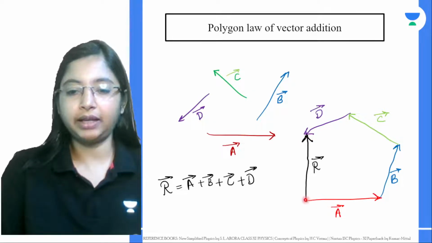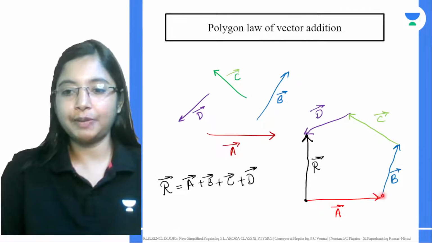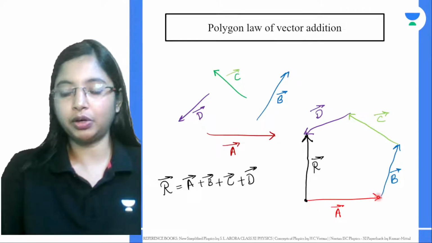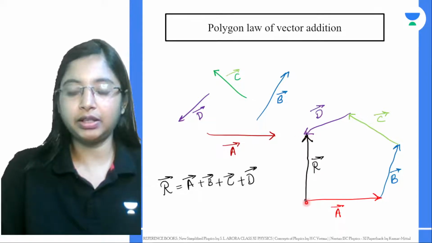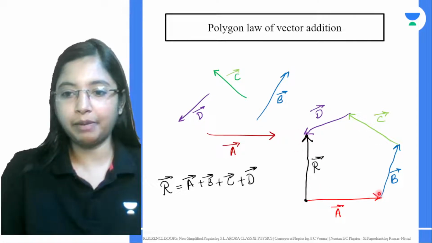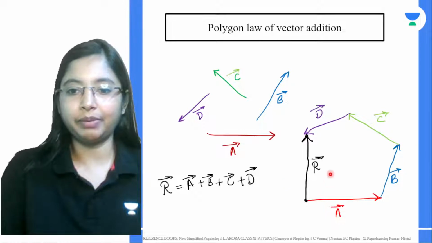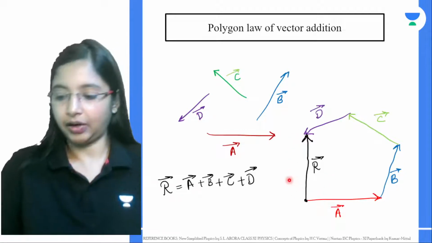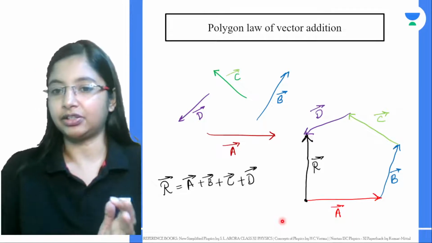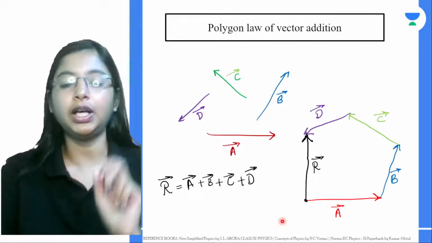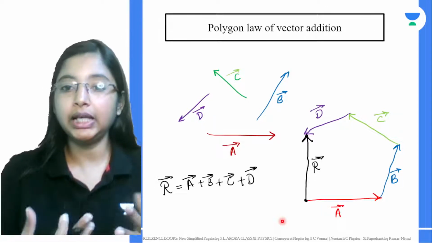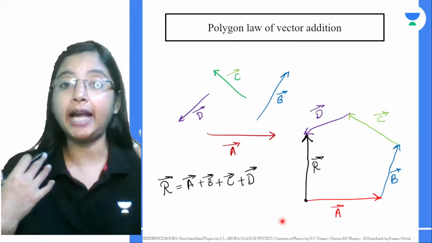Think of it as a bee starting from a point and moving to a particular point. Or you throwing a ball from here to here, again from here to here, again from here to here. Now what is the final location? This is where the object initially started, and this is its final location. The combined effect of all these vectors will be given by this R vector. So these are the 3 laws of vector addition. Triangular and parallelogram laws can add only up to 2 vectors, but with the polygonal law of vector addition, you can add more than 2 vectors.